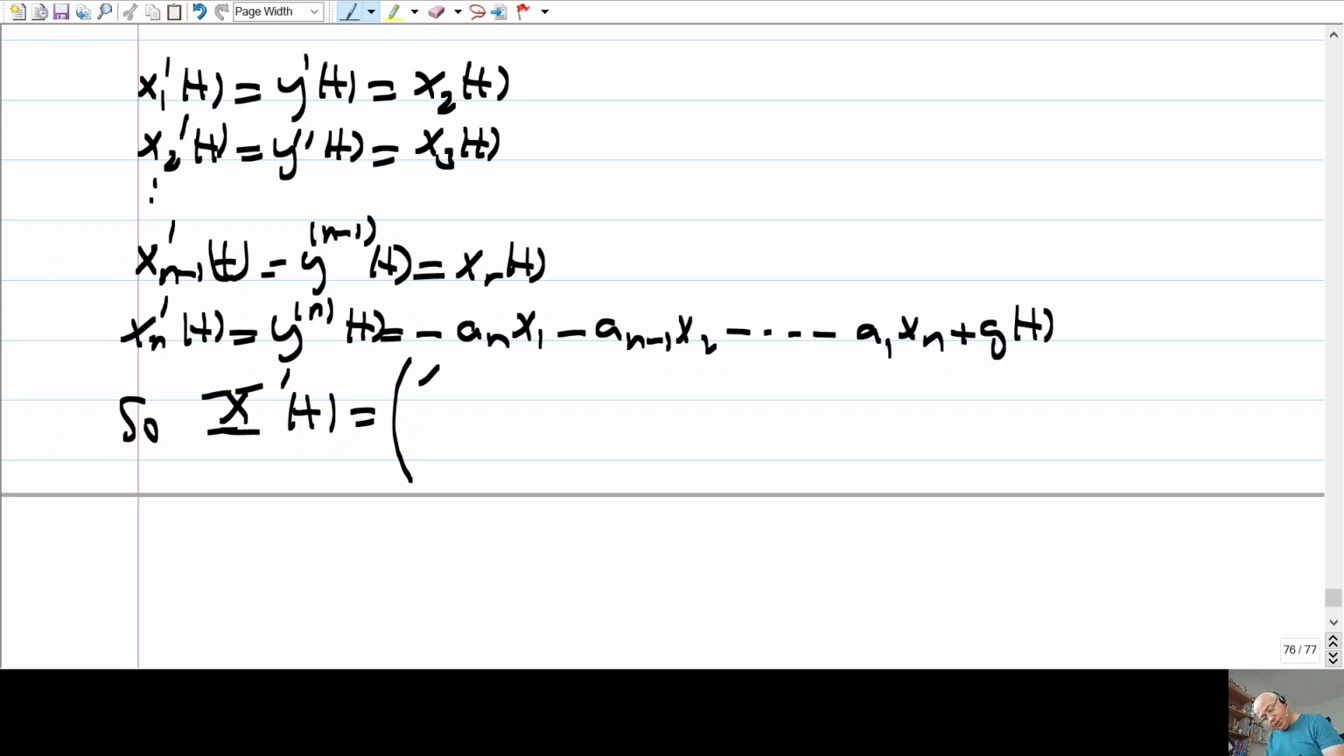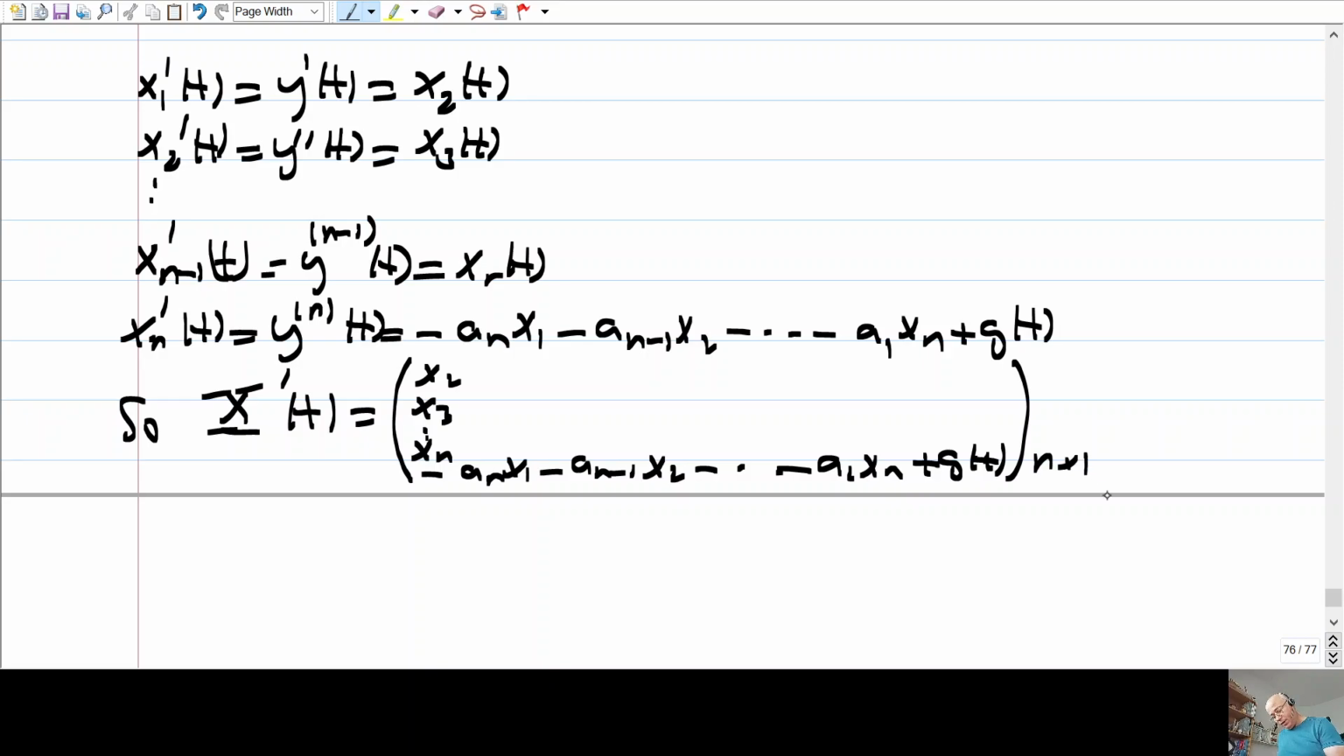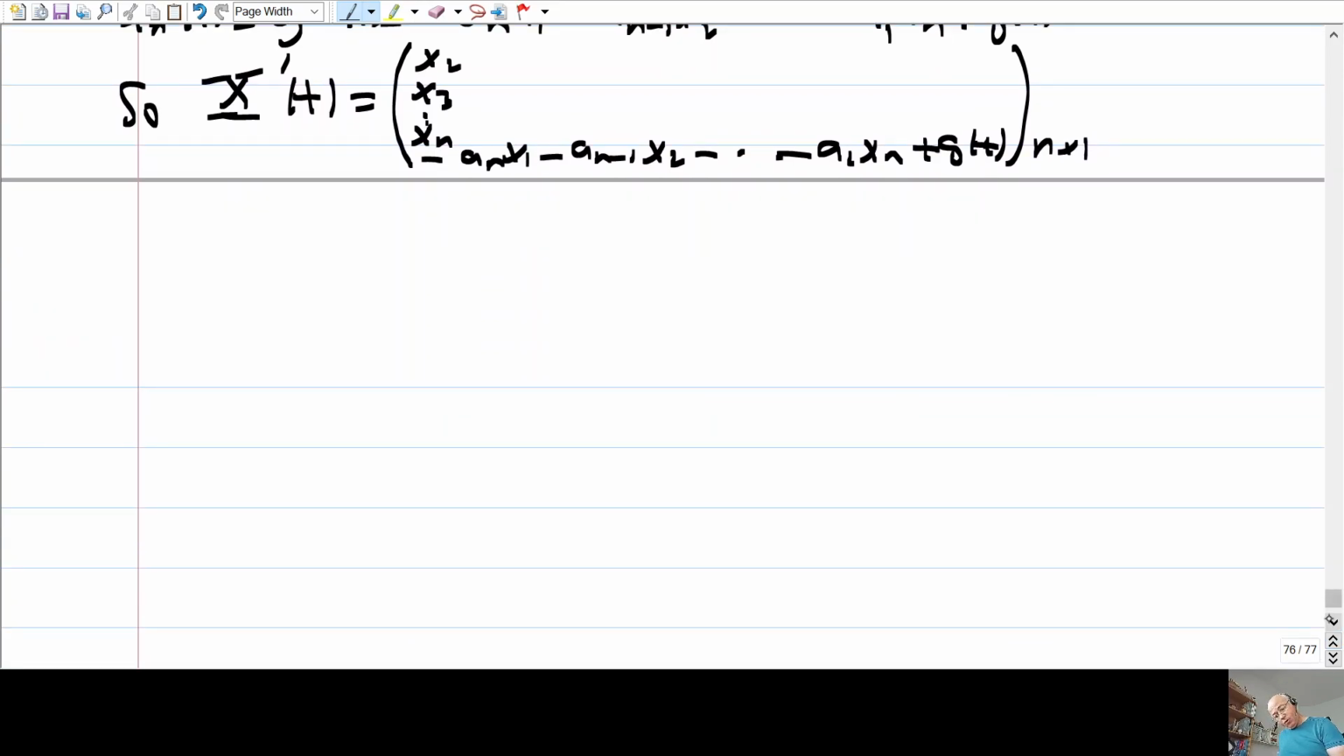X1'in türevi x2 oldu. X3 böyle gidecek. Xn ve en sonuncusu minus an x1 minus an minus 1 x2 minus a1 xn and then plus gt. So it's a column matrix, n by 1 matrix, and it has this form.